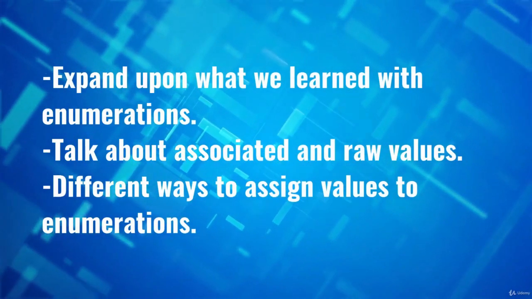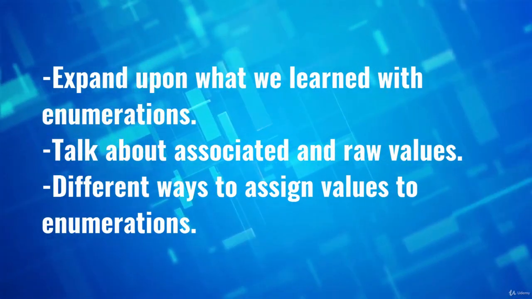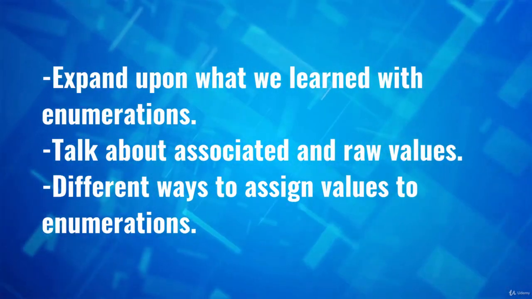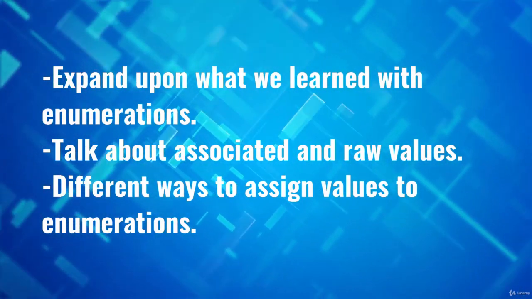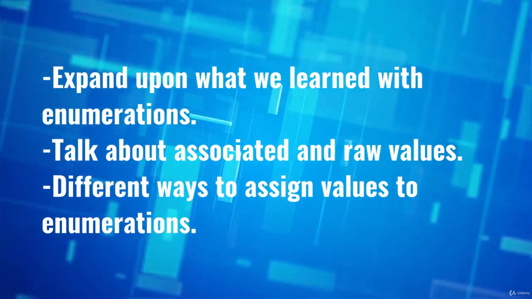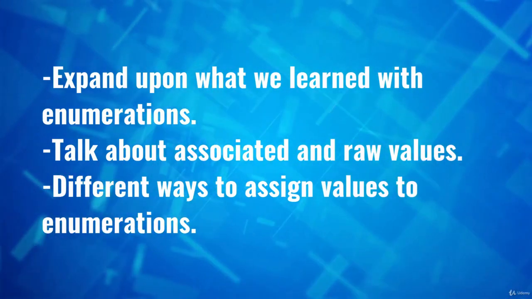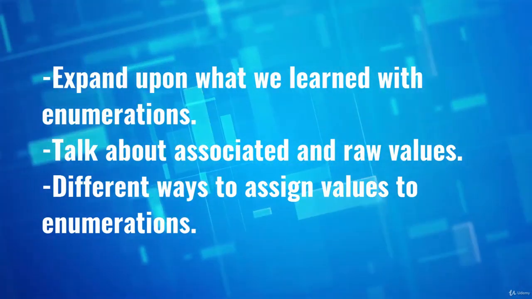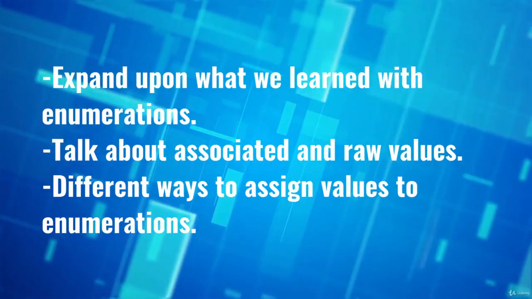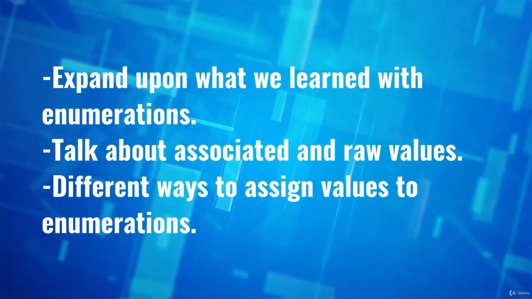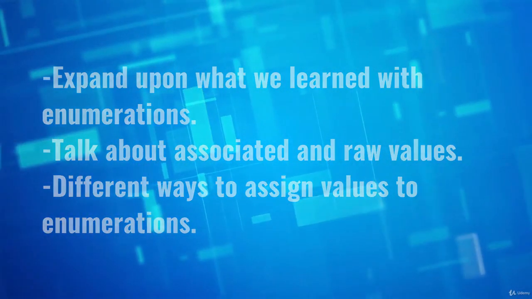Okay, so now we're going to expand upon what we learned with enumerations. We've only had a basic intro into them, and now we're going to talk about raw and associated values. This allows us to add additional values to each of the values that we defined in an enumeration. Associated values will allow us to put in almost parameters with each value in the enumeration, whereas raw values allow us to treat it more like a variable and give it a string value or an integer value or something like that.